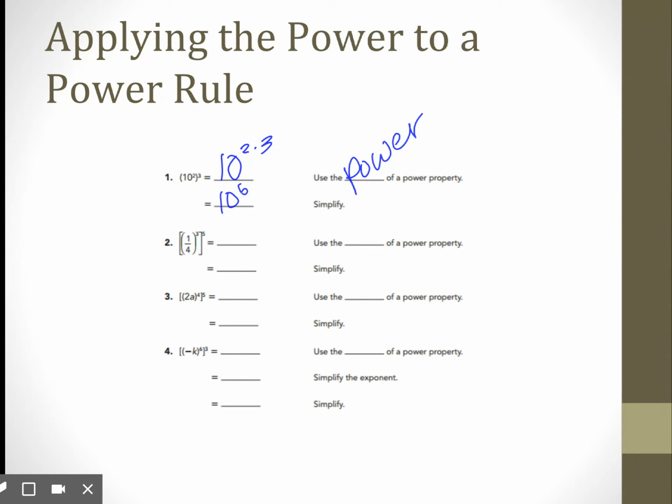Number 2, 1/3 to the 3rd power, then again raised to the 5th power. We are always going to use the power of a power property when raising it to a power twice. I'm going to keep my 1/3 in my parentheses and multiply my exponents of 3 times 5, and that'll simplify to 1/3 to the 15th.